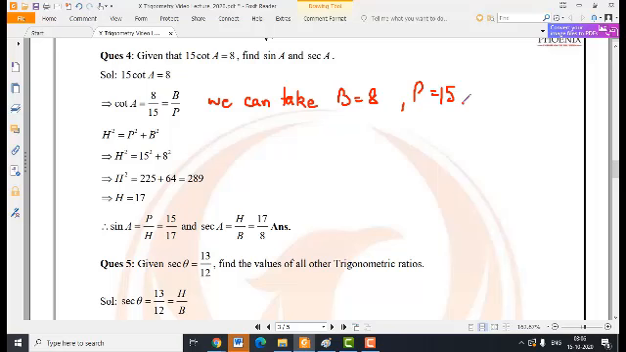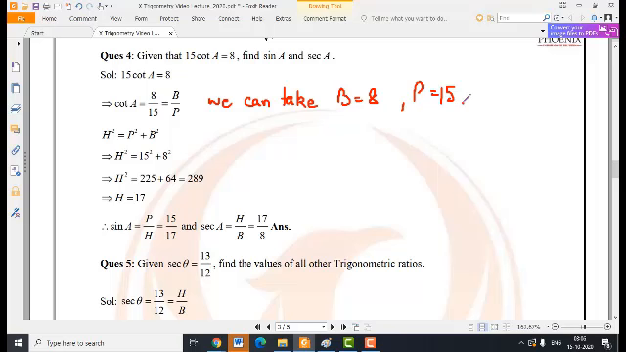Substitute the value of p and b. So 15 square plus 8 square, that is going to be 289. So h square is 289, that is going to give me h as 17. Alright, 17 square is 289. So hypotenuse is 17 for this triangle.